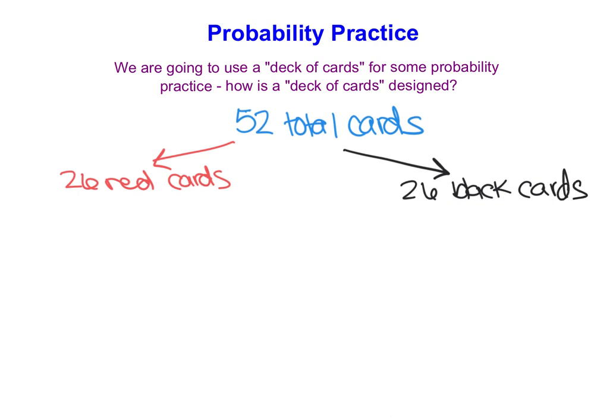Amongst these 52 cards, the 26 red split into 2 suits and the 26 black split into 2 suits for a total of 4 different suits of cards. So the 26 red cards break down into hearts and they break into diamonds.